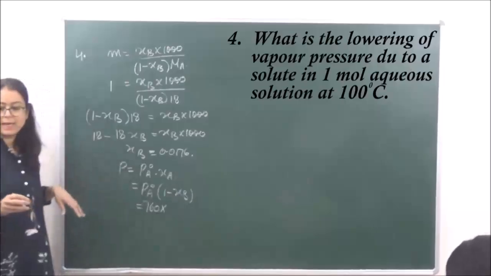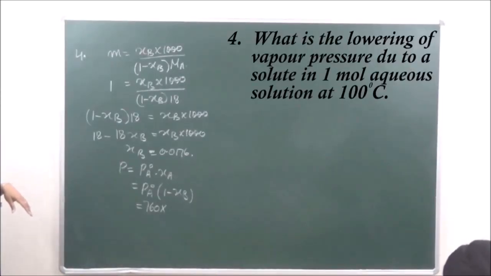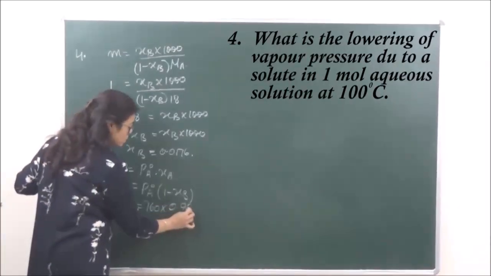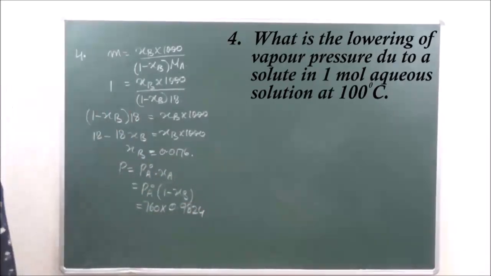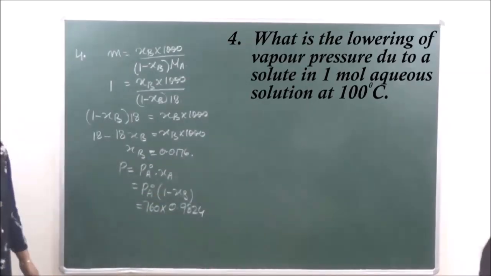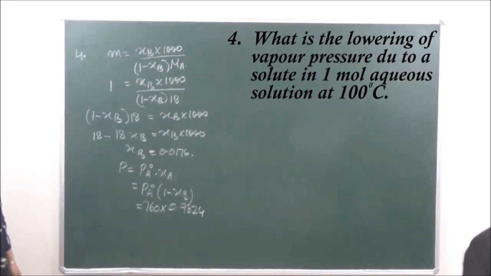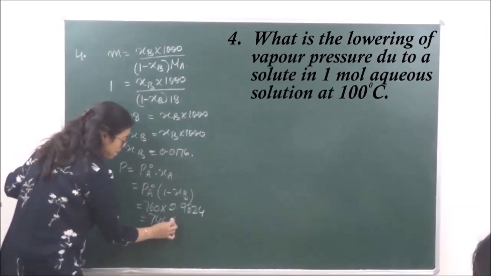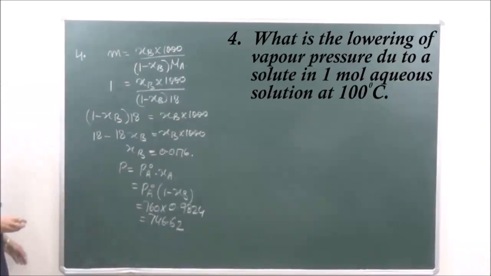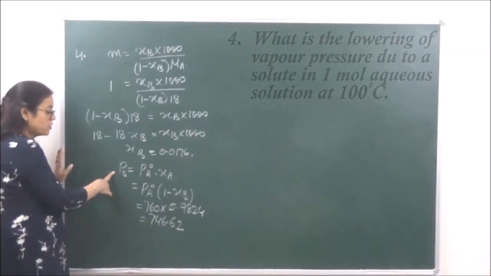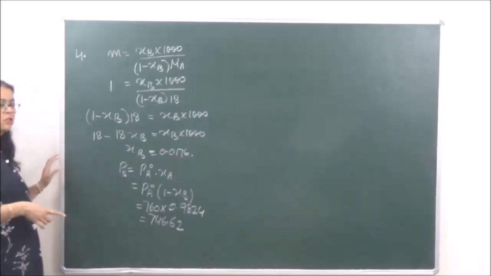One minus XB will be equal to 0.9824. 1 minus 0.0176 comes to 0.9824. So the pressure over here, the pressure of the solution, is 746.62 when you calculate this. And this pressure is equal to PS, because the pressure of the solution only depends upon the vapor pressure of the solvent.